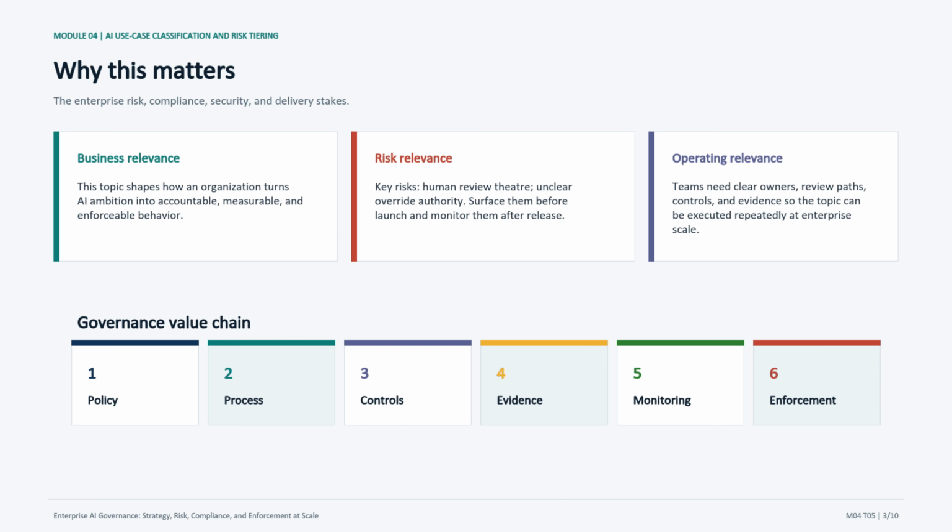The value chain along the bottom is the through line for the rest of the deck. Policy becomes process, process becomes controls. Controls create evidence, monitoring detects change, and enforcement acts when the system is live. Once learners see why the topic matters, the next step is to give them a vocabulary they can use in a review meeting or implementation workshop.